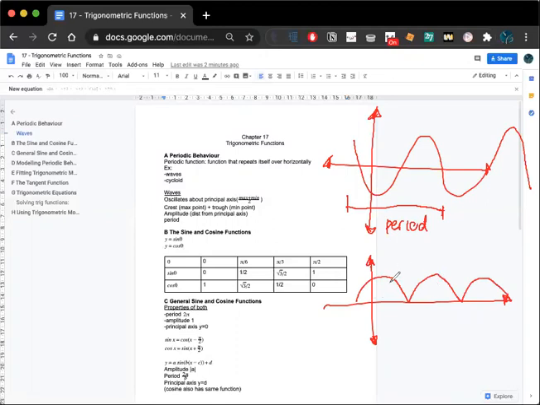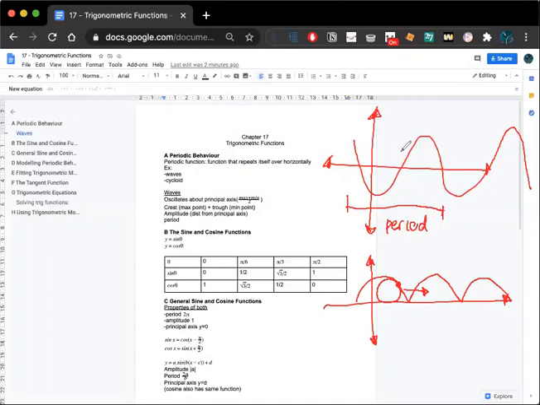This function is what happens when you, for example, try to roll a circle, which goes like this, and we want to track one of the points on the circle, and it would form something like this. This is what you call a cycloid, and this is also a form of periodic function.